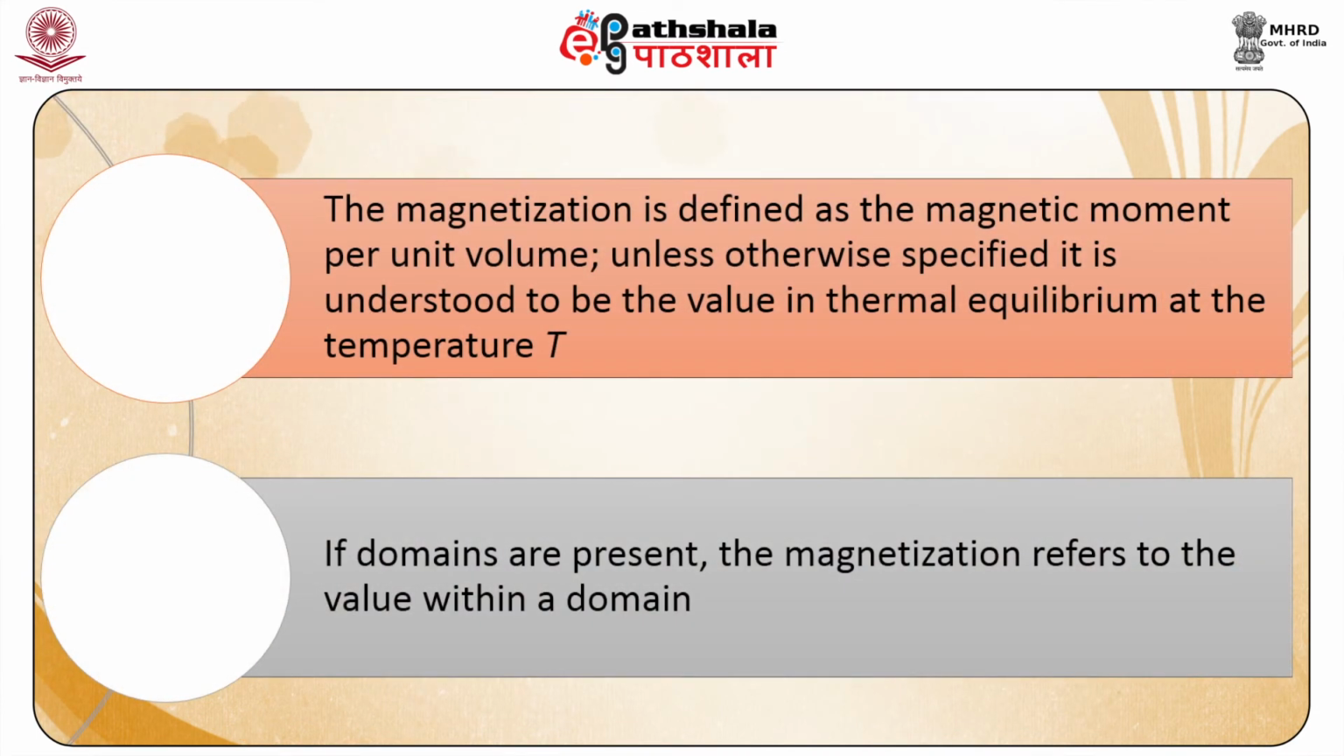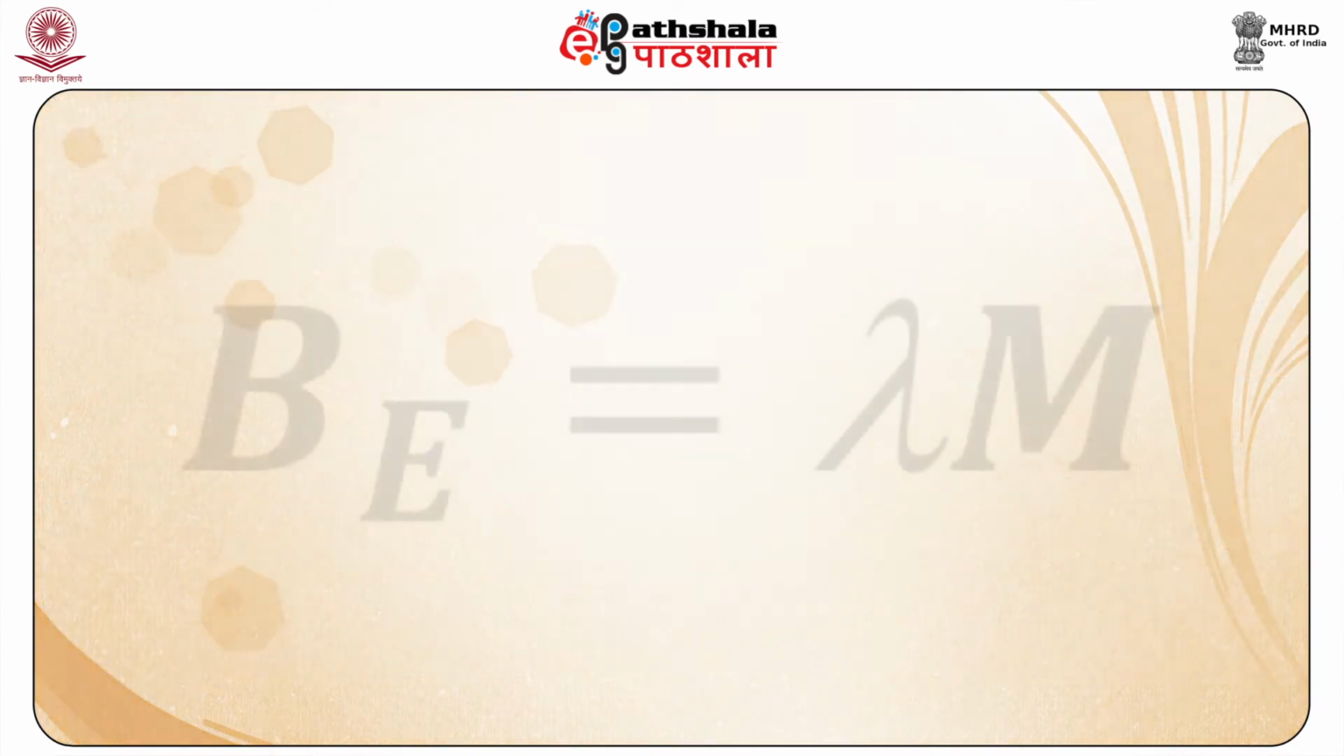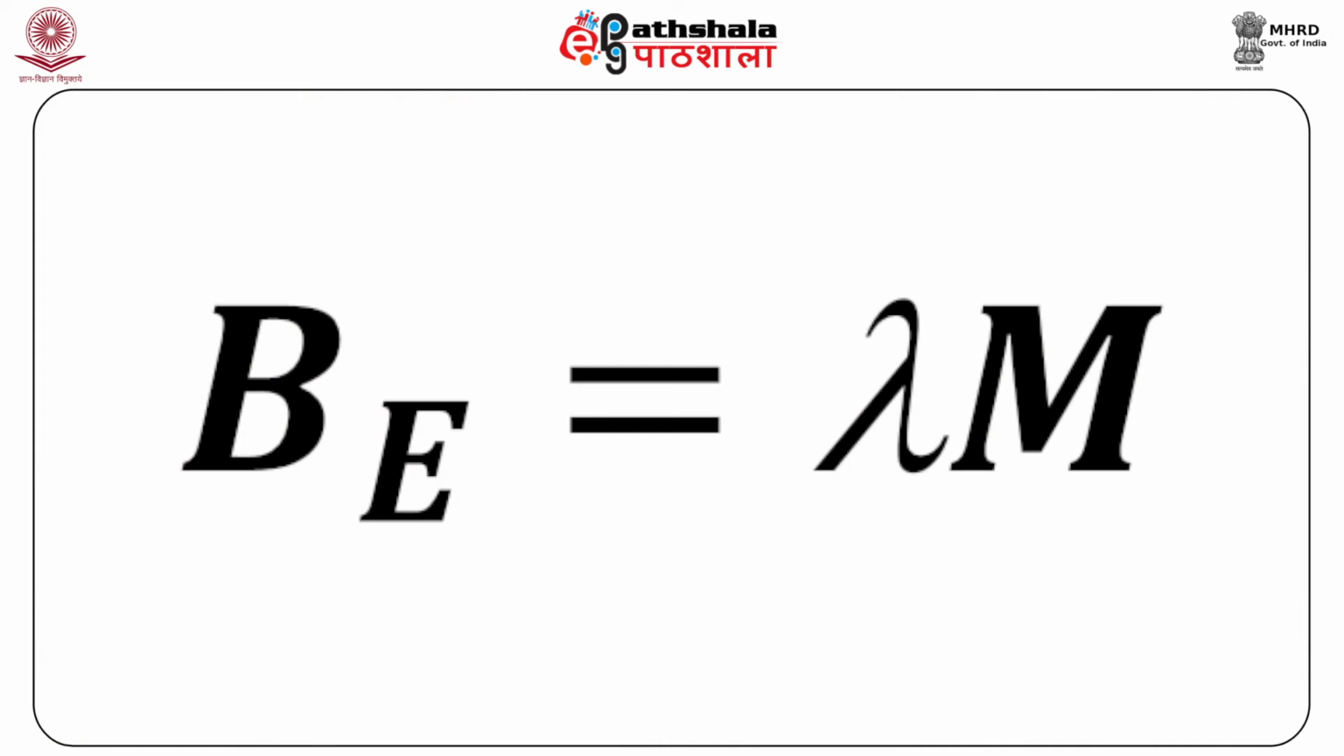The magnetization is defined as magnetic moment per unit volume unless otherwise specified. It is understood to be the value in thermal equilibrium at the temperature T. If domains are present, the magnetization refers to the value within a domain. In the mean field approximation, we assume each magnetic atom experiences a field proportional to the magnetization. Thus, Be = λM, where λ is a constant independent of temperature.